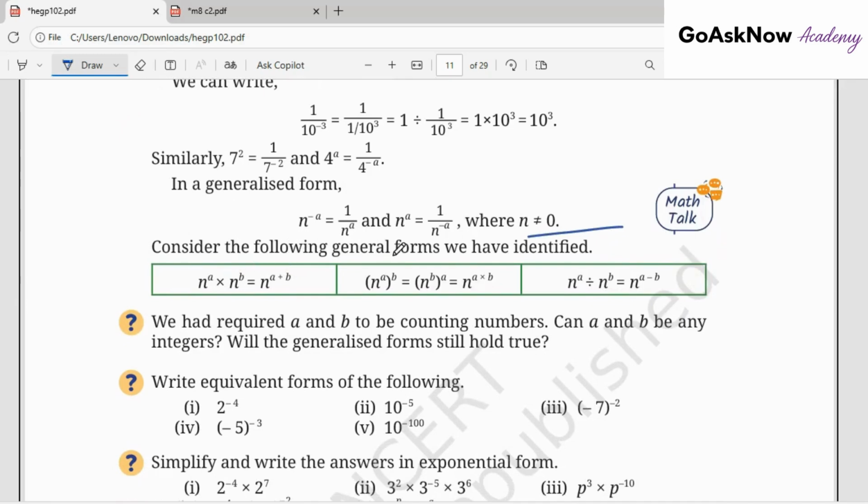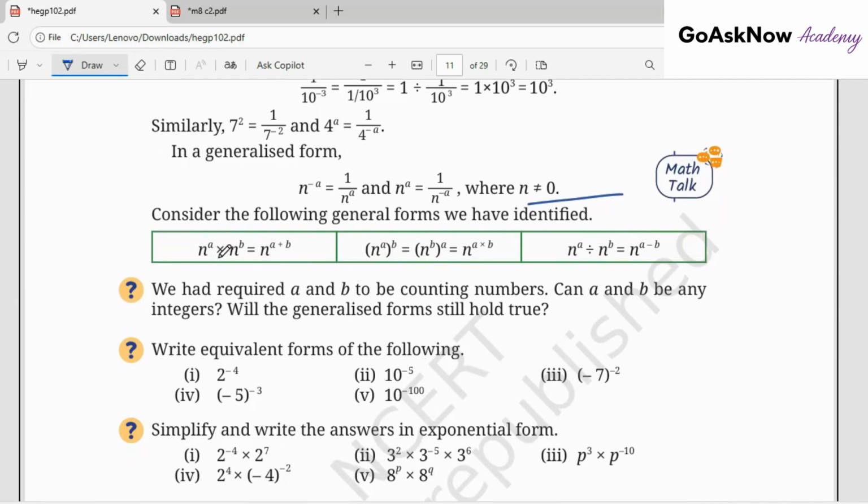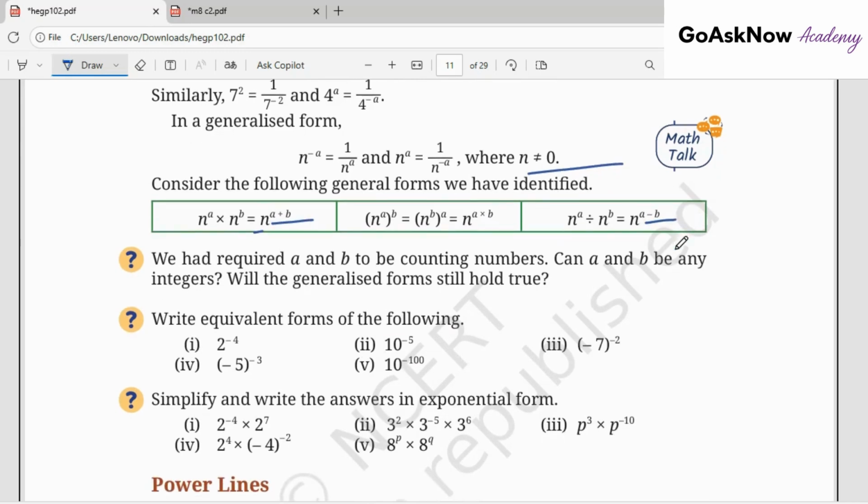Consider the following general forms we have identified. n power a into n power b is equal to n power a plus b. n power a whole power b is equal to n power b whole power a, which is equal to n power a into b. Here n power a divided by n power b is equal to n power a minus b.